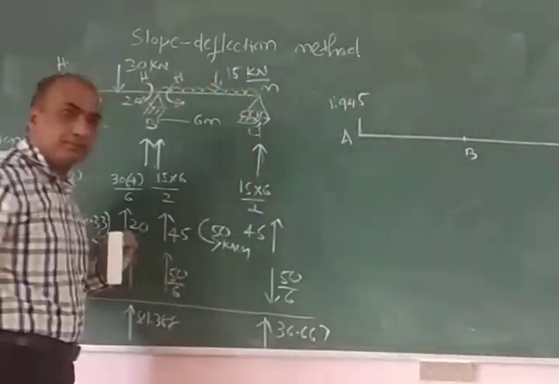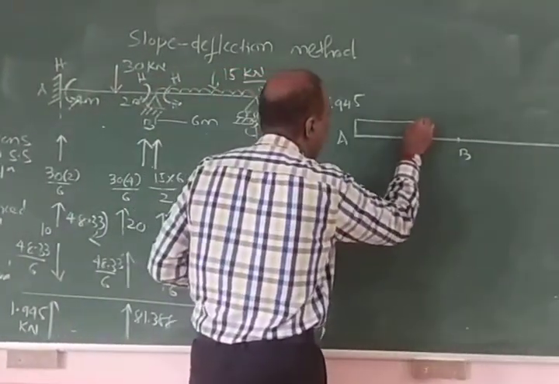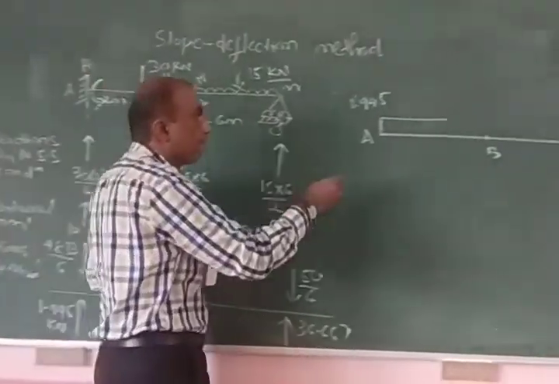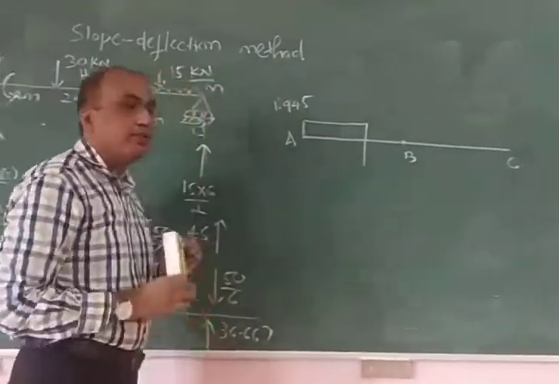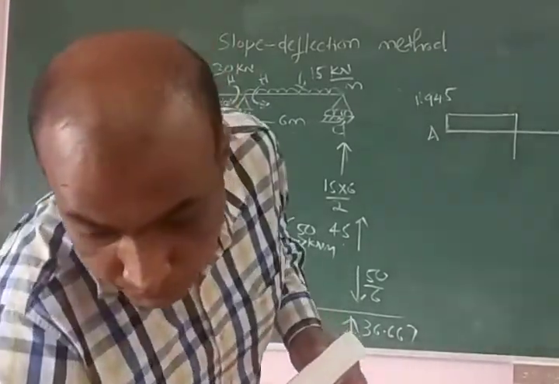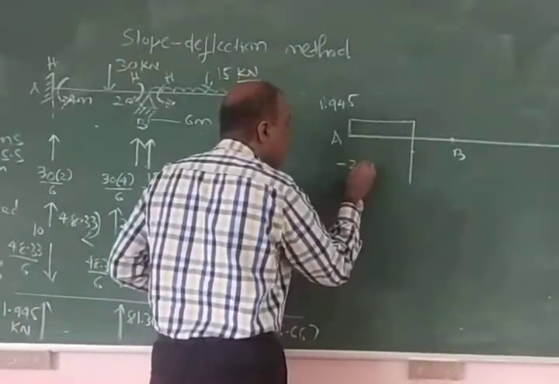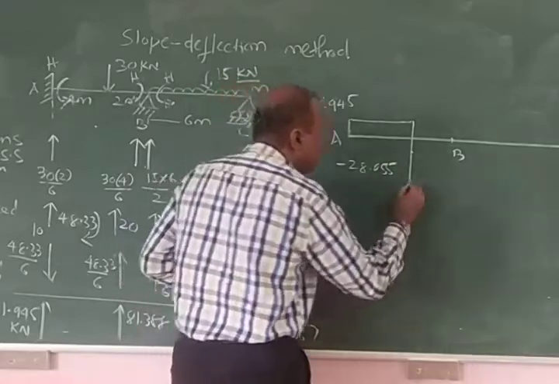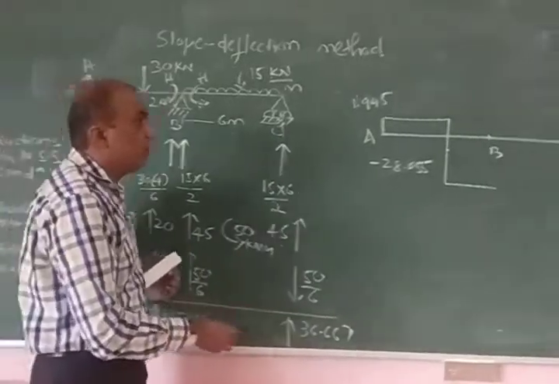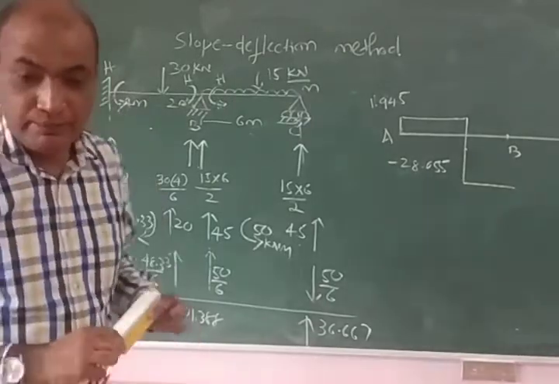Acting upward. Then there is no load in between, so it remains constant up to this point where the load is acting. So 1.945 minus 30. Suddenly there will be a drop. So 1.945 minus 30, the value becomes minus 28.055. Then it remains constant. Then there is again a sudden reaction of 81.388. Minus 28.055 plus 81.388 becomes 52.33.